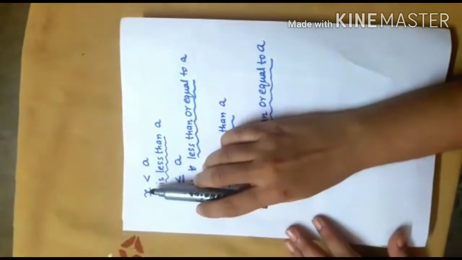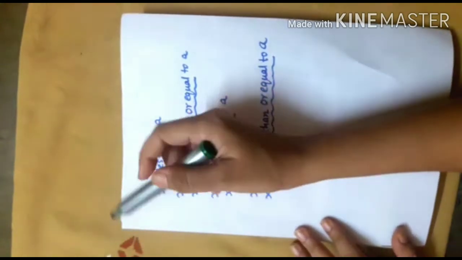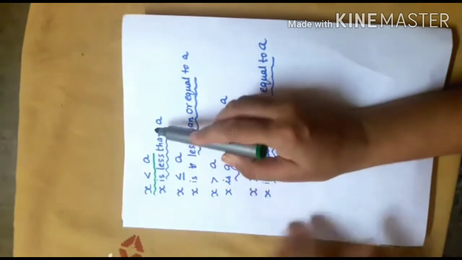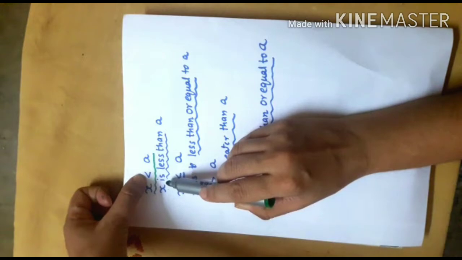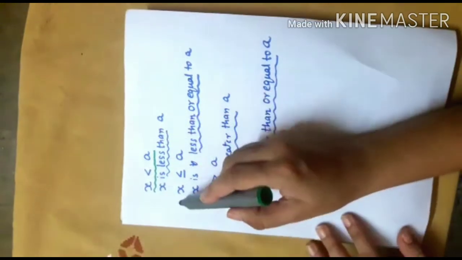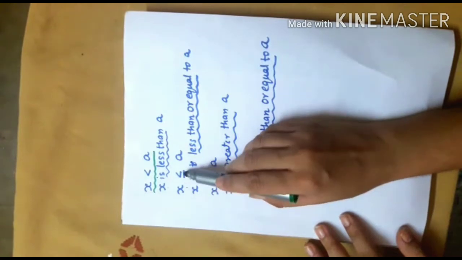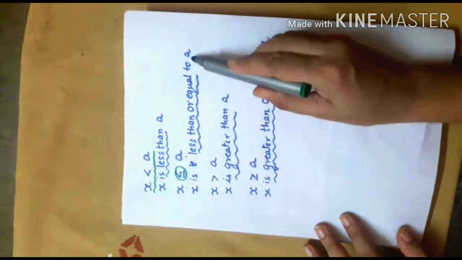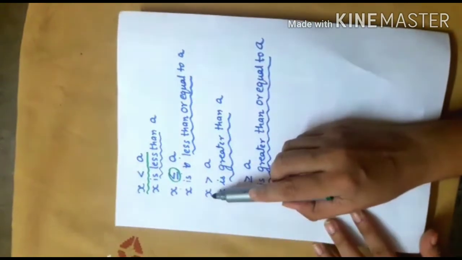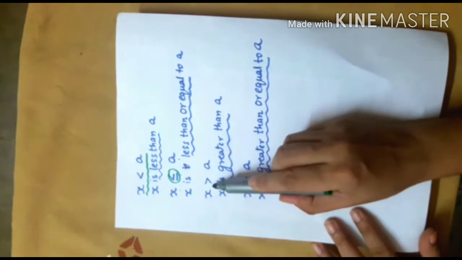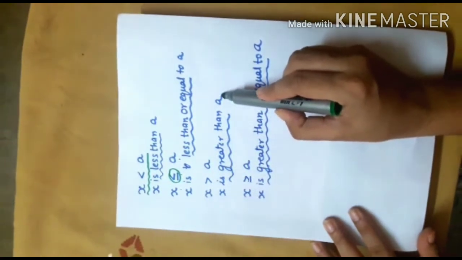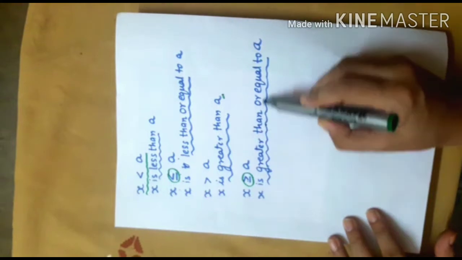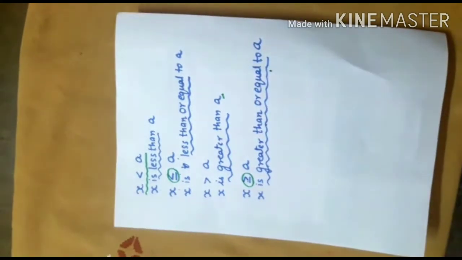So here we have examples of inequalities. First is this, and we read this as x is less than a. Second, we have x less than or equal to a, and we read this as x is less than or equal to a. Next we have this, and we read this as x is greater than a. And here we read this as x is greater than or equal to a.